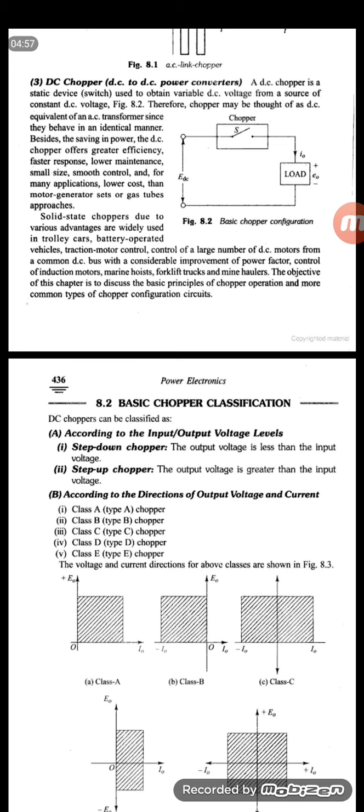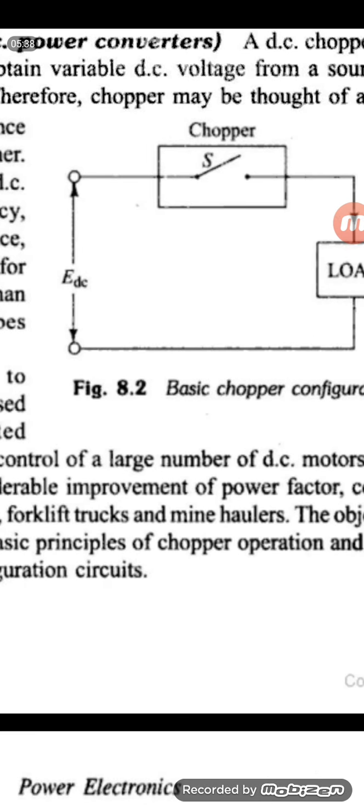A DC chopper is a static device. A switch is used to obtain the variable DC voltage from a source of constant DC voltage. Therefore, a chopper may be thought of as the DC equivalent of an AC transformer, since they behave in an identical manner. The advantages of chopper are greater efficiency, faster response, lower maintenance, small size, smooth control, and many applications, at lower cost than the motor generator set or gas tube approaches. It is a very simple circuit: supply, switch and the load.